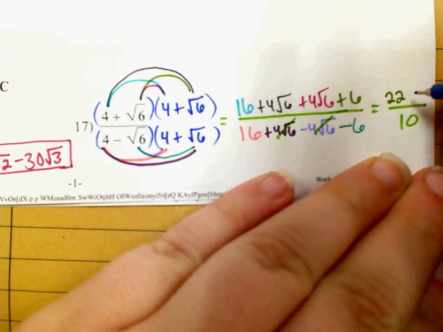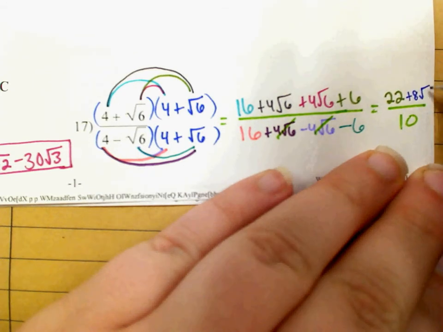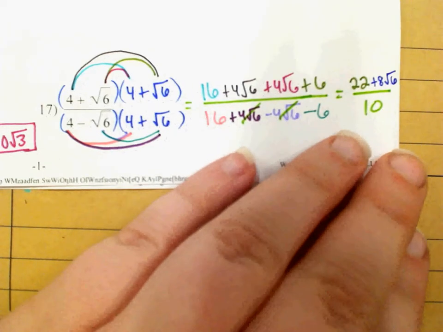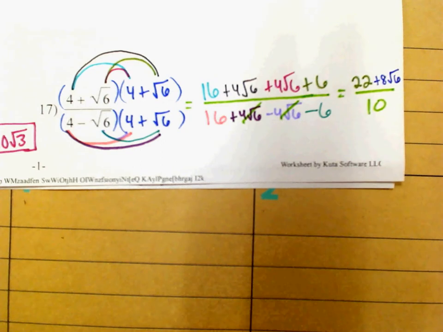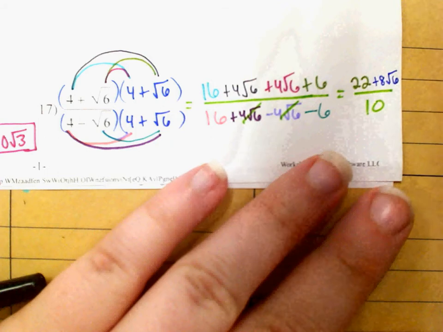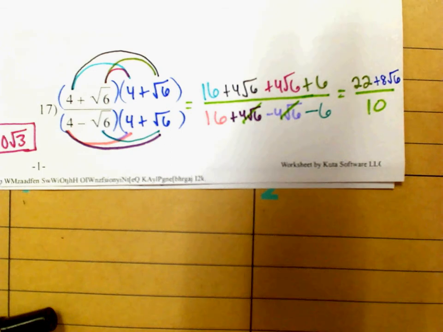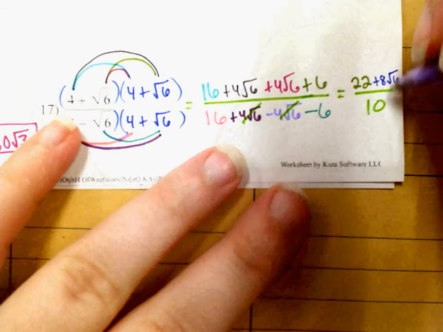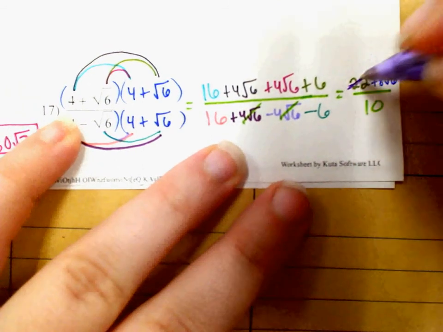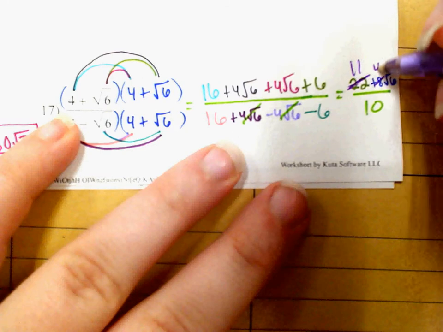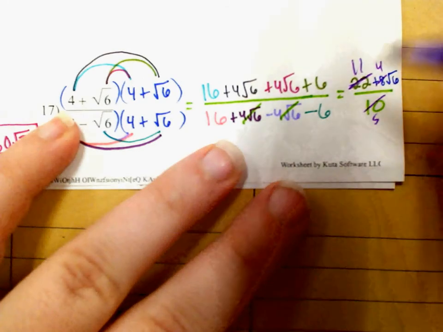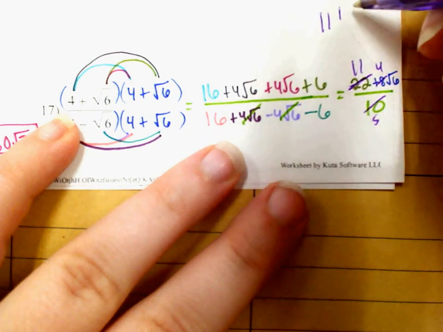Now, as far as this expression goes, the numbers 22, 8, and 10 all divide by... you want to get the review chart there. And then, did you miss 3.5? Okay, so it's right there. So 22, 8, and 10 are all even, so I can divide them by 2. So I'm going to write 11, 4, and 5. So my final answer is 11 plus 4 square roots of 6 over 5. You should always simplify if you can.